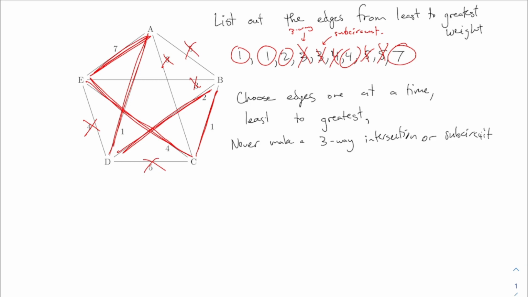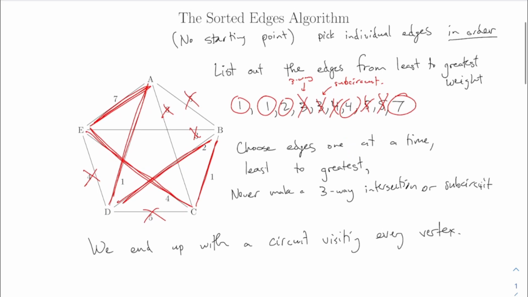So in my concluding remarks, we end up with a circuit, right? Visiting every vertex. And then I can write my answer starting and ending wherever I like. So sometimes I would say, write your answer starting at A. So starting at A, I will follow the line. Actually, there's 2 different ways you could go first. I could go A to E first and then around that way, or I could go A to D first and then around that way.